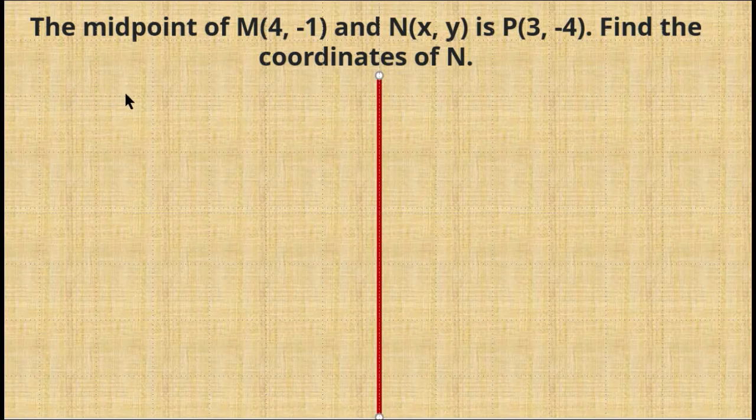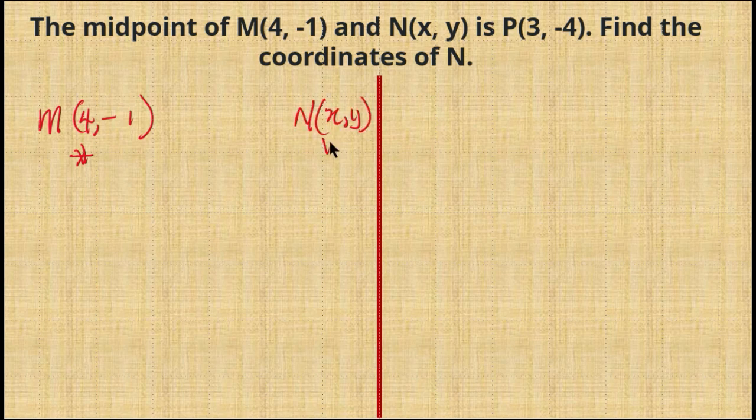We have this question. It says the midpoint of M(4, -1) and N(x, y) is (3, -4). That is, we have 2 points. My first point is M, and M is at (4, -1). And here is my first point. My second point is at N. N is at (x, y). Both have midpoint at P, and P is at (3, -4).